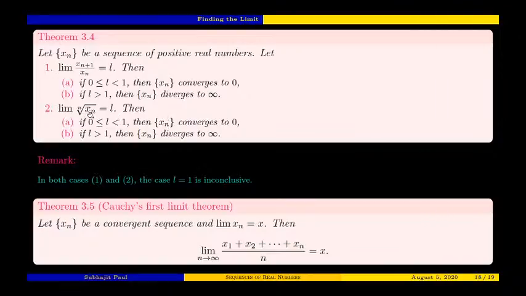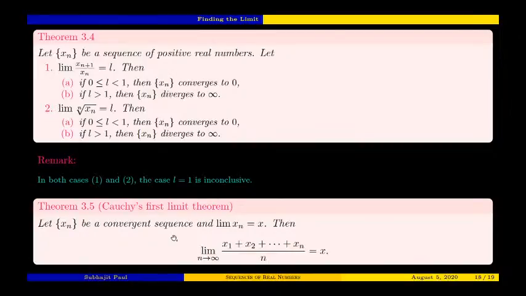The next thing is, if the nth root of a sequence converges to L, then depending on the value of L, if L is smaller than 1, then xn converges to 0. If L is greater than 1, it diverges to infinity. In both cases above, the case L equals 1 is inconclusive. You have seen proofs of these in the last semester. I'm just trying to give you some context on why you had to learn these theorems in the first place.